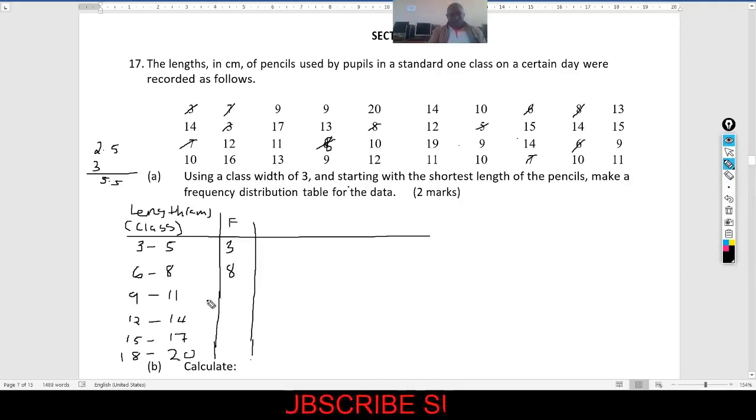Then you count 9 to 11, and you find them to be 13. You count 12 to 14, proceeding the same way as above, and you find them to be 10. For 15 to 17, you find them to be 4. You count 18 to 20, and you find them to be 12.